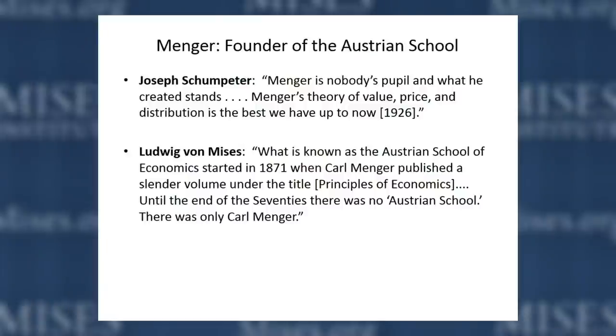Ludwig von Mises wrote that the Austrian School of Economics started in 1871 when Carl Menger published a slender volume, and it was a very small volume, and I recommend that everyone read it. It's very easy to read. A slender volume called The Principles of Economics. Until the end of the 70s, there was no Austrian school. It was only Carl Menger. So he was the founder.